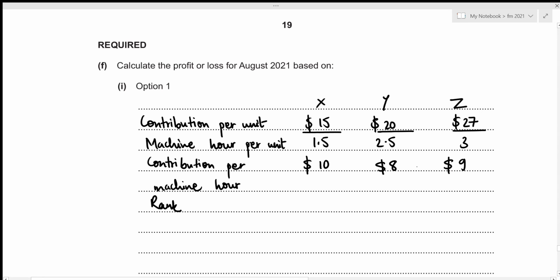So in this case, that's X, right? Because it is producing the contribution per machine hour of 10. So we prioritize X first. Then we move on to the second highest, which is Z. So that's rank 2. And for Y, we prioritize it at the last. So that's third. Now on this ranking basis, we need to allocate the machine hours.